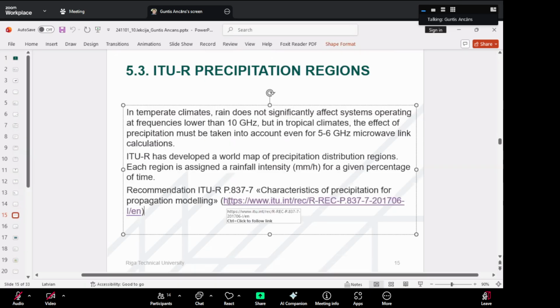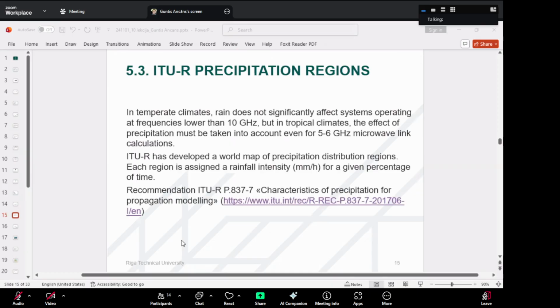This link will be available, I will copy it in the chat. You can open this recommendation and go through it.